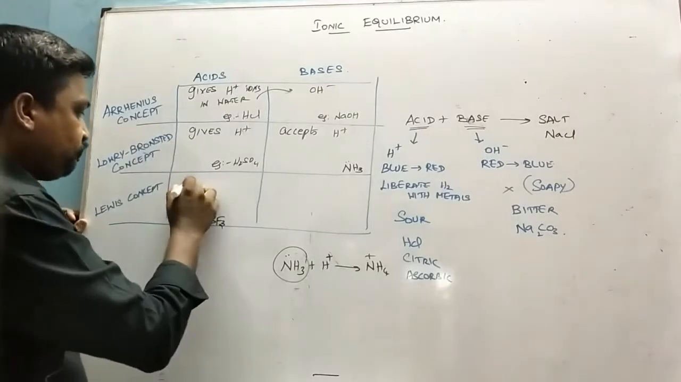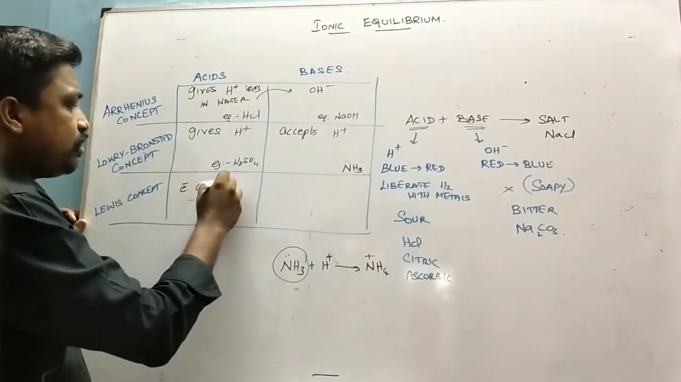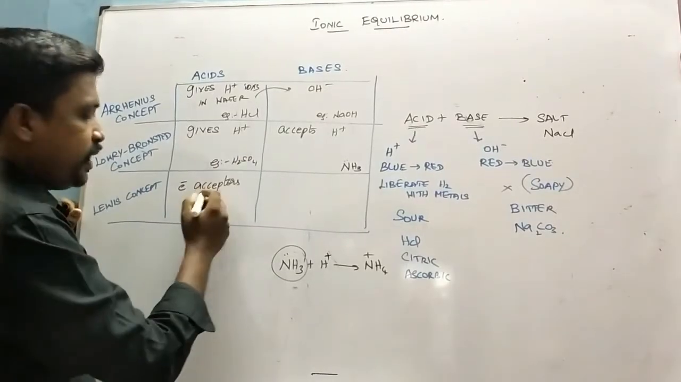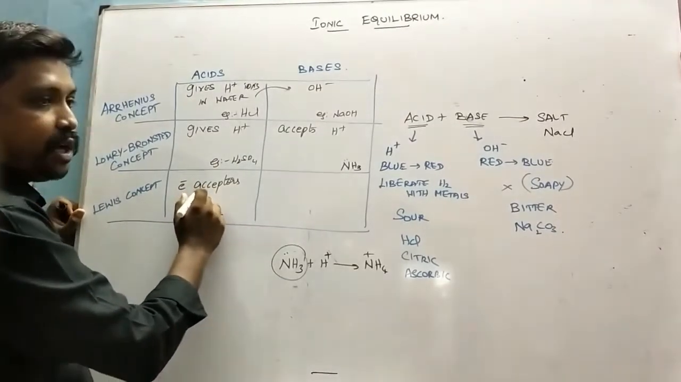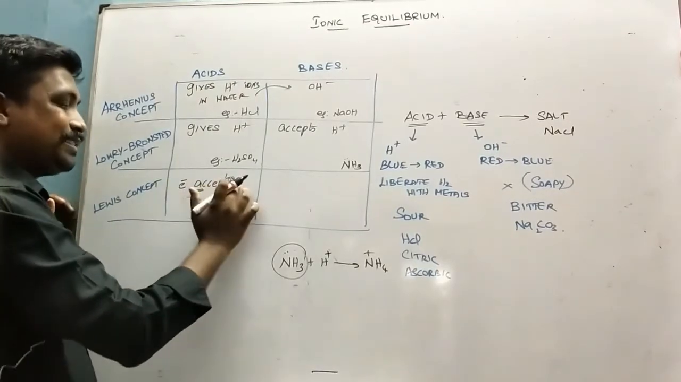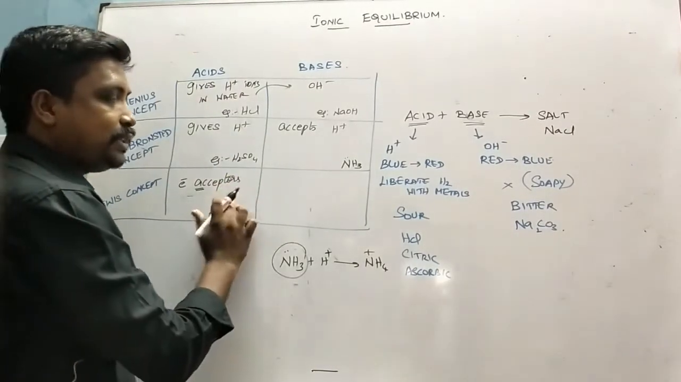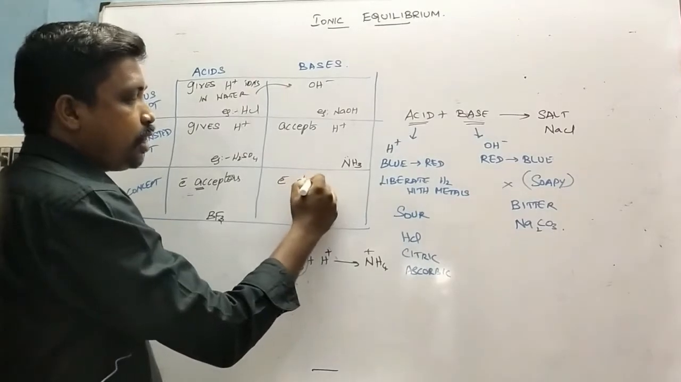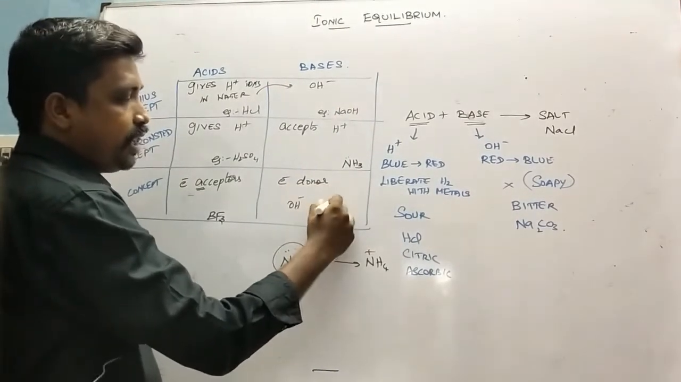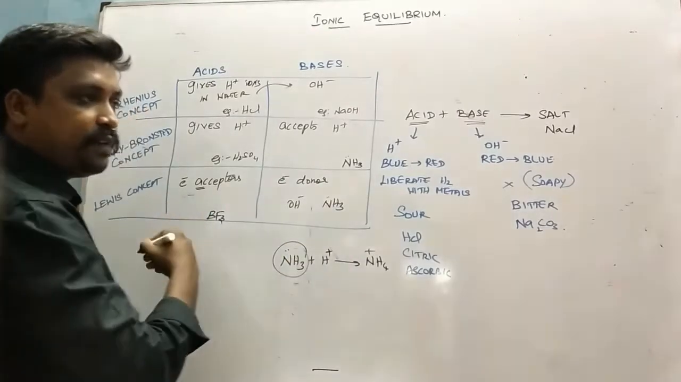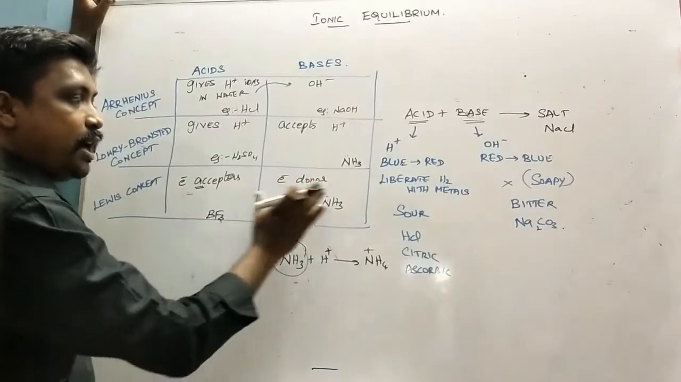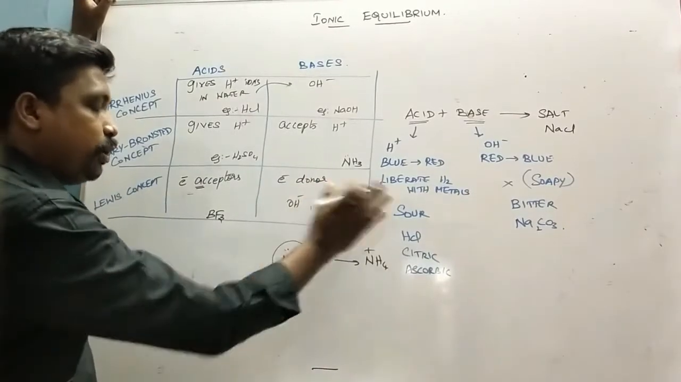According to him, all electron acceptors are acids. You may simply note it as A for acceptor, A for acid. So all electron acceptors are acids, and all electron donors are bases. Example, the OH minus ion donates electrons. NH3, ammonia, donates a lone pair of electrons to others. So acids are substances which accept electrons, and bases are substances which donate electrons.